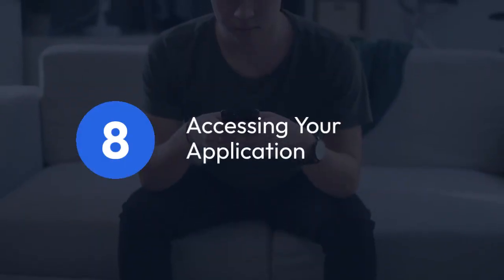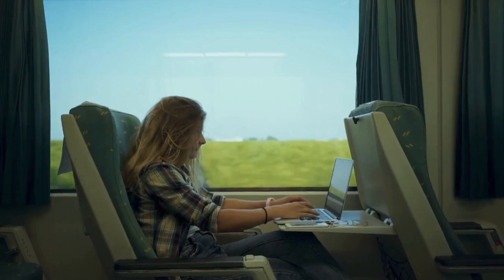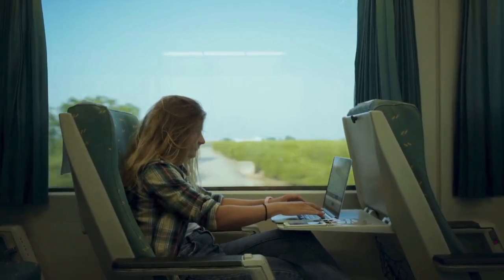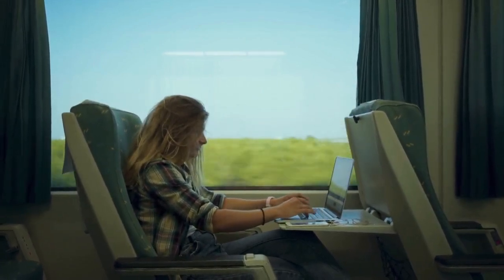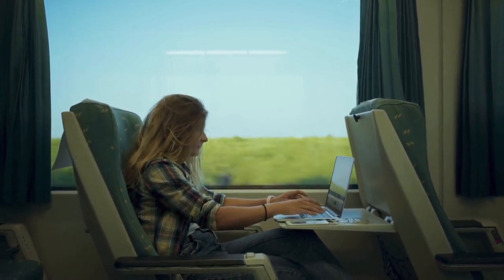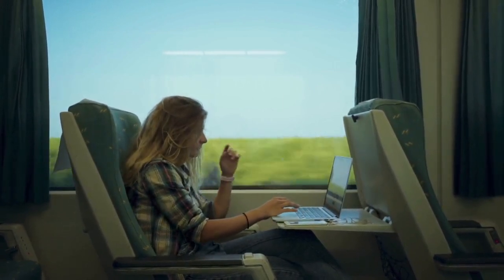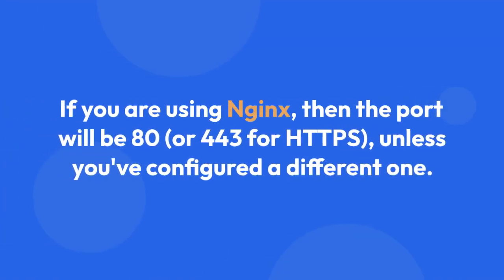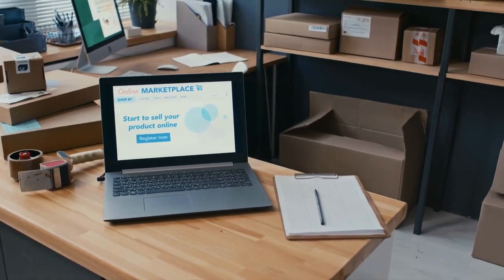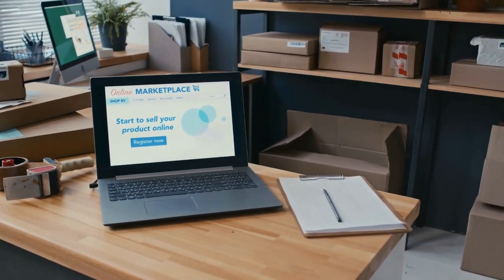8. Accessing your application. Open a web browser on a device on your local network and navigate to http://your-server-ip:8000, or the port you configured for Gunicorn. If you are using Nginx, then the port will be 80, or 443 for HTTPS, unless you've configured a different one. If everything is set up correctly, you should see your Django application.